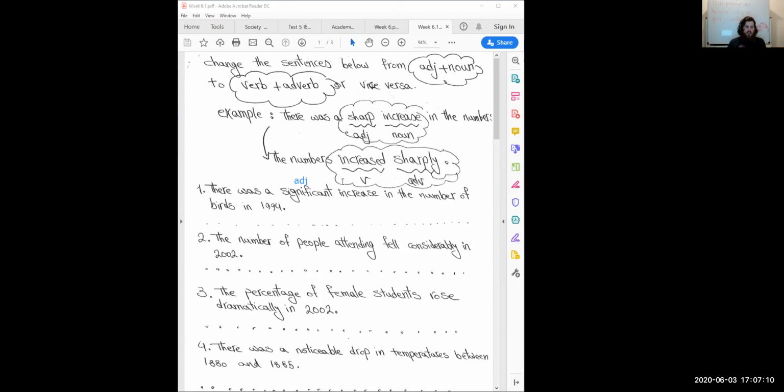So if I could get Gabby, could you tell me how I could change the word significant, the adjective, into an adverb? Significantly. Fantastic. So I'm just going to put that down here. Significantly. And how could I change the word increase into a verb? Increased. Great. Yep, ed. Very good.